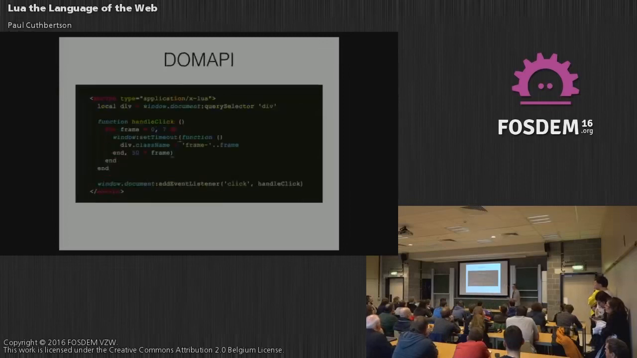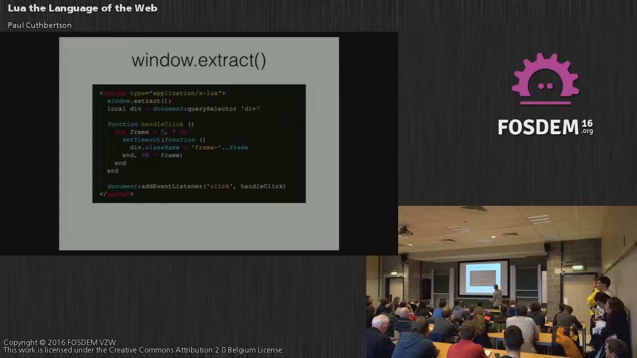It also has a DOM API. Obviously, you can get away from JavaScript, but you can't get away from the DOM in the browser. So this uses the same API as Moonshine. Everything's packaged into the window namespace, so you prefix everything with window, but there's also a window.extract, which will extract all of those functions out into the global namespace if that's what you want to do.